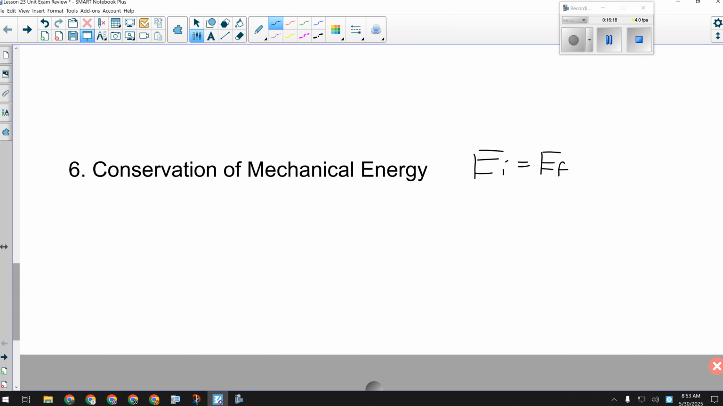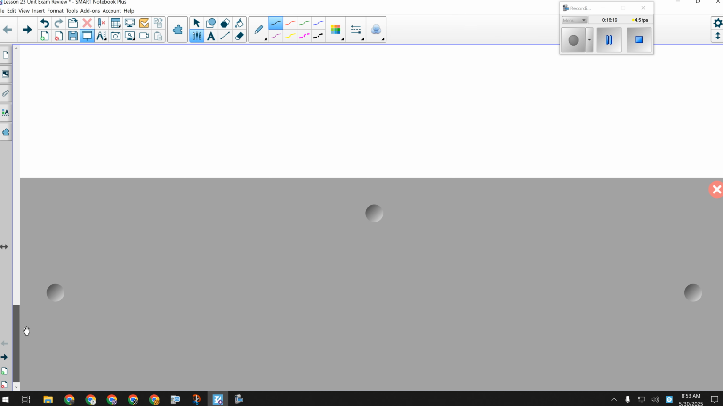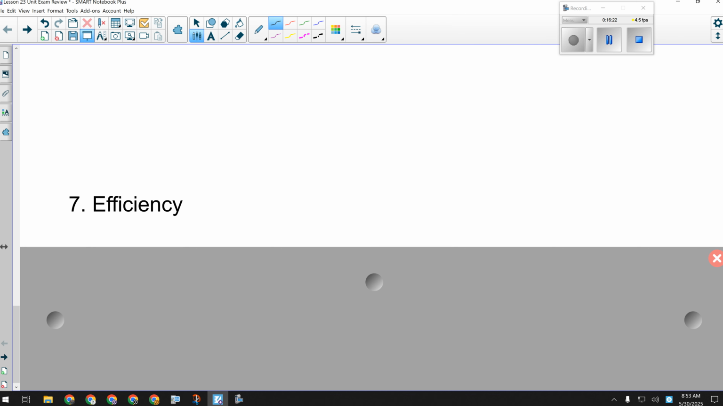Okay, and then the one thing we haven't gone over yet, because we're going to go over it on Monday, is efficiency. Now, I'm just going to introduce efficiency to you here, so you have something you've probably heard of before. Efficiency is basically the percentage of the energy you put into something that actually ends up doing what you want it to do.